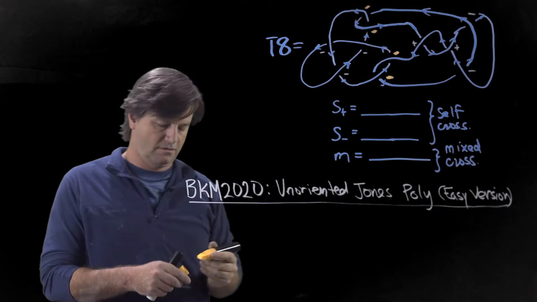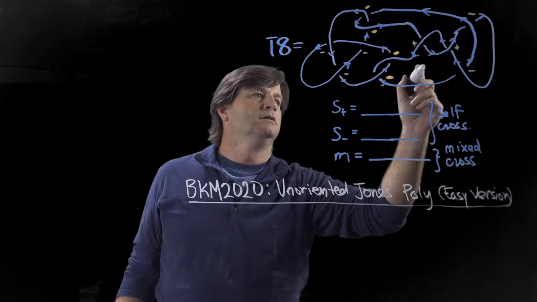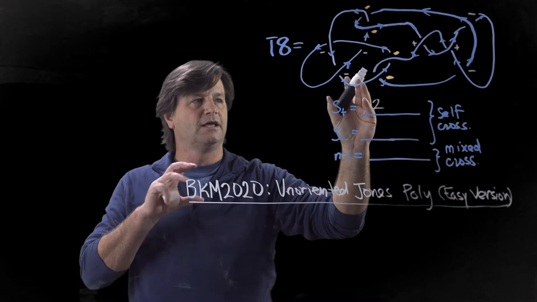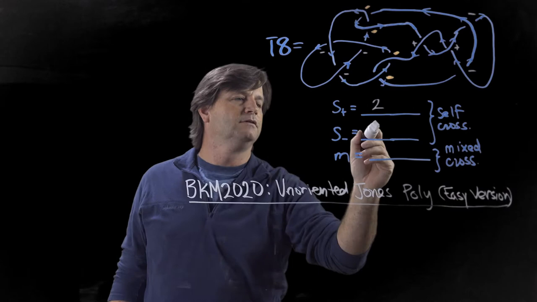So writing all this down, we see that we've got two positive crossings, and we have one, two, three, and just add them all up. You add up all the negative self-crossings for both knots. We got 1, 2, 3, 4, 5 negative self-crossings, and we have 1, 2, 3, 4 mixed crossings.